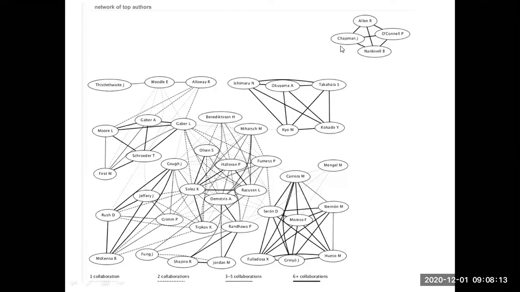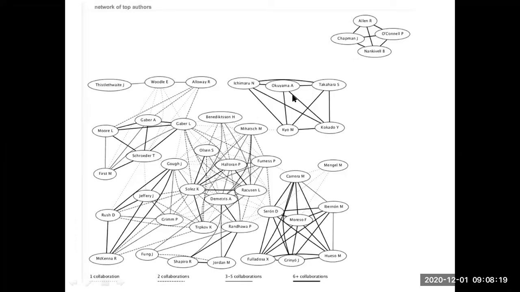This is the Chapman network, and this is the Japanese network, Takahara, Kyo, Okuyama, and Kokado. This is the Japanese network, and you see there is no connection between the Japanese network and the Chapman network. So they are working as networks in different countries. Most likely, that's what it is. And I want to show you more about this.